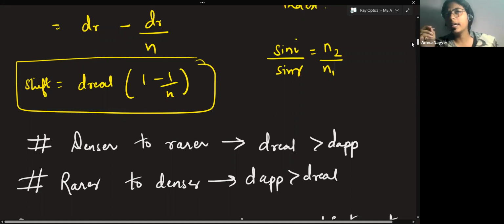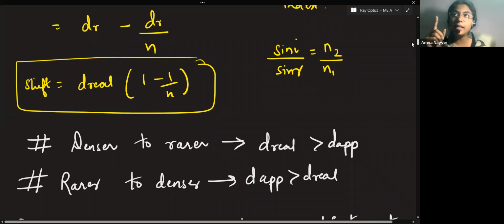Air's refractive index is 1, but glass's refractive index is 1.5. So I'll say glass is denser than air, and air is rarer than glass. Materials which have a lower optical density, lower refractive index, are known as rarer media, and materials that have a higher optical density are known as denser media.